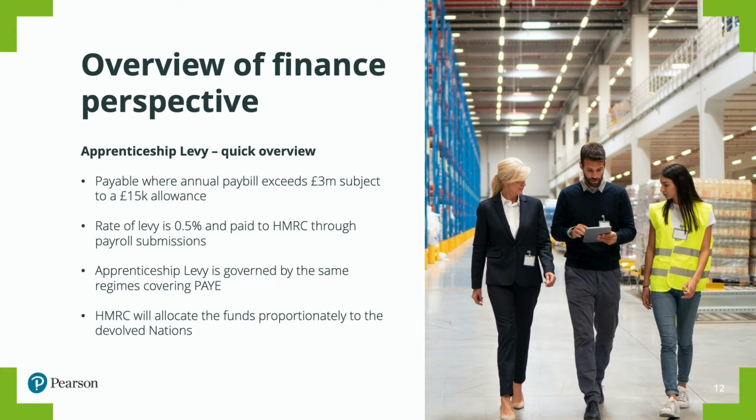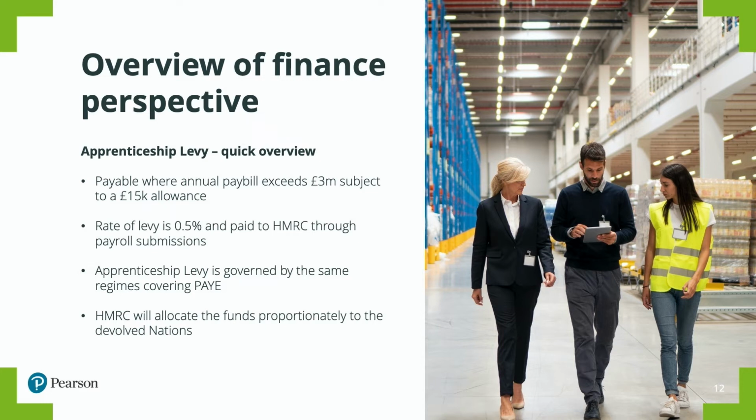I'll start off by setting the scene with the levy for those of you who may not be fully aware of what that entails. So the levy is payable where an employer's annual pay bill, which is all the salary, bonuses, etc., exceeds £3 million. The levy itself is subject to a £15,000 annual allowance, and the allowance is awarded per group of connected companies. For this purpose, connected companies are those with a shareholding of more than 50%. The rate of the levy is 0.5% and paid to HMRC through payroll submissions.